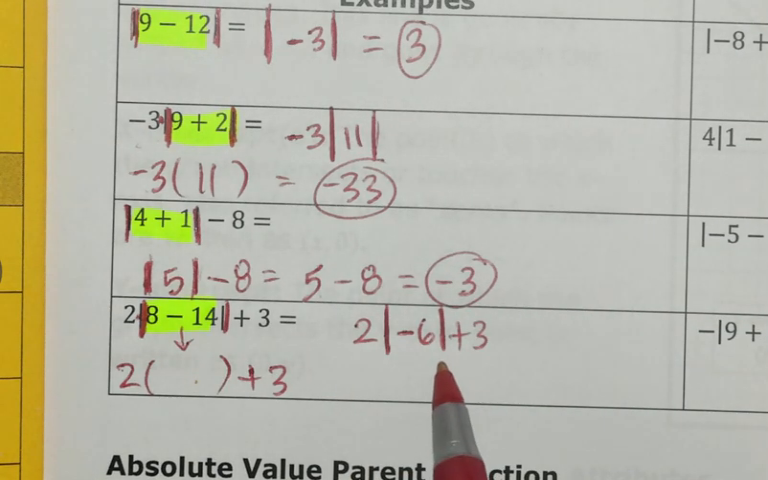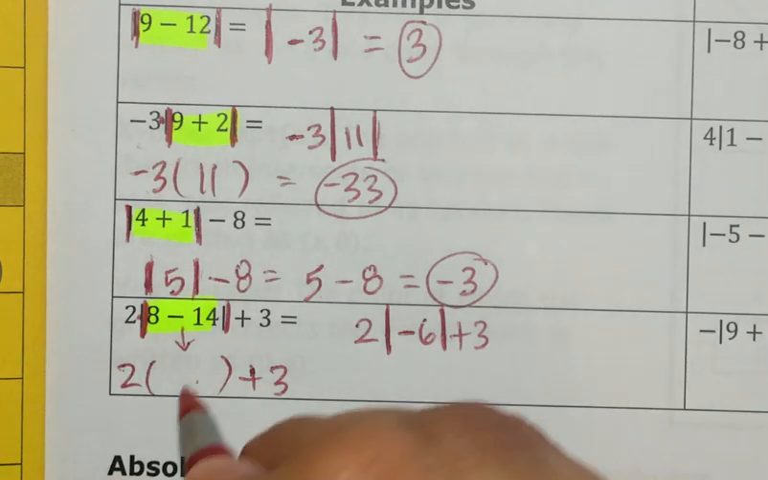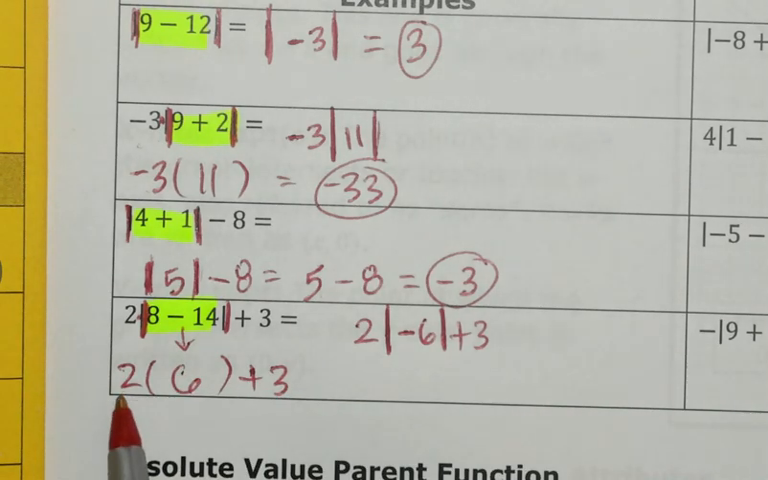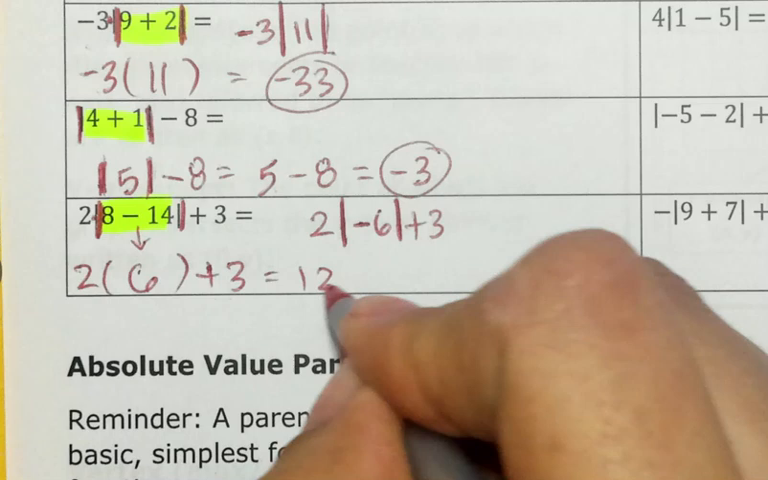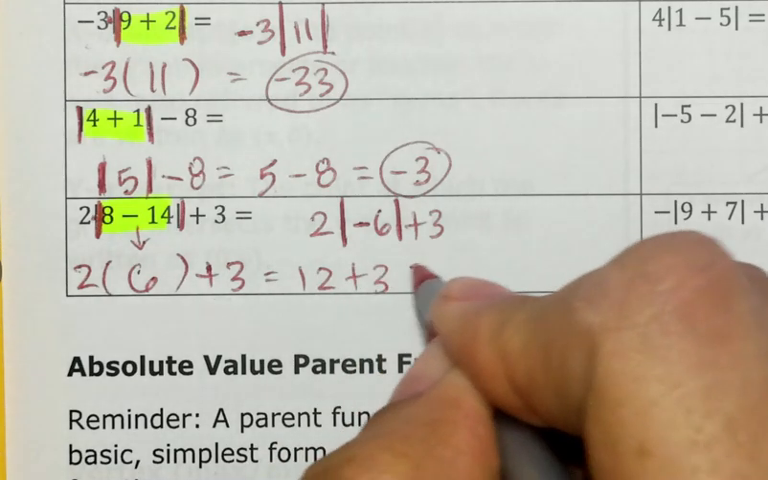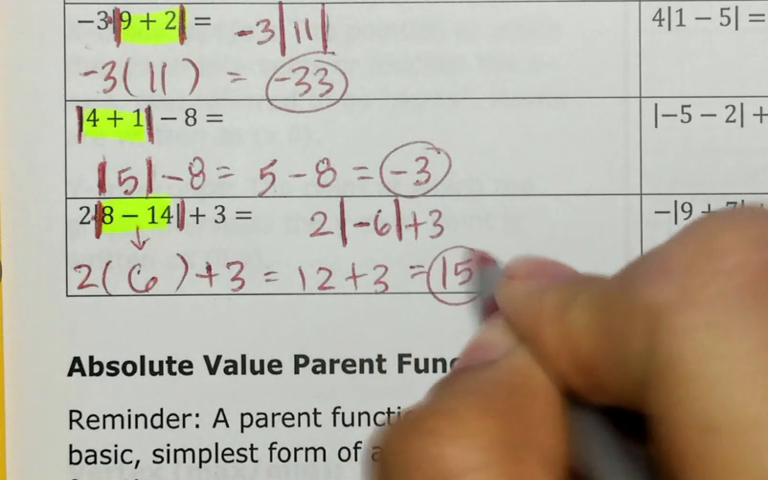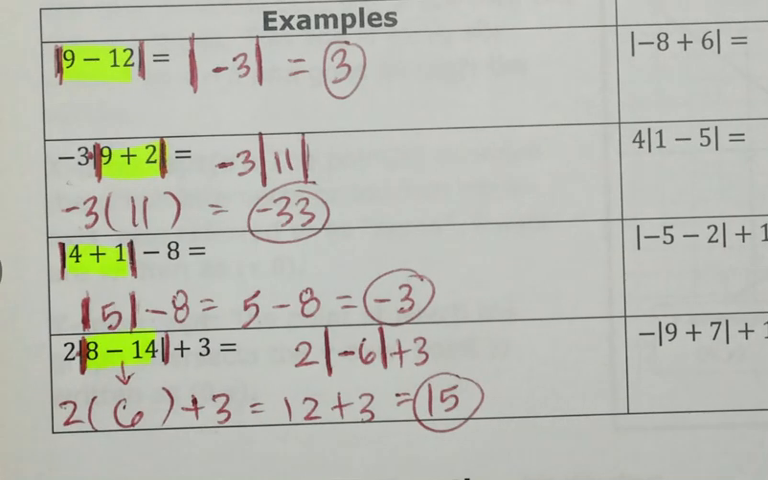So the absolute value of negative 6 is 6. So I'm just going to write it here. And then this, still following PEMDAS, we're going to do 2 times 6, which is 12. And we're going to add 3. And then that will result in 15. So that is the algebraic way of solving this.